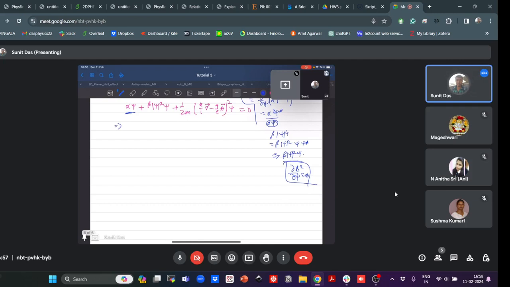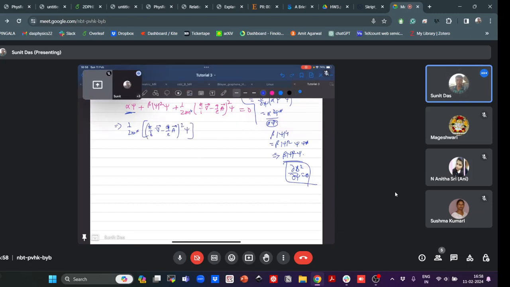Okay, so from the first equation we got 1 by 2m star, (h-bar by i gradient minus q by c A) squared psi plus alpha psi plus beta |psi|^2 psi equal to 0. So that is our first equation, equation 2.